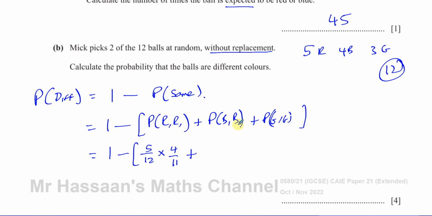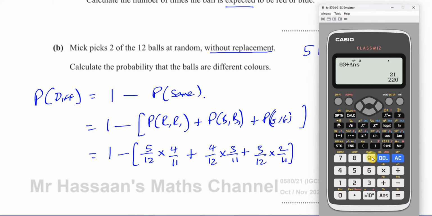Plus, for blue and blue, you got 4 blues out of 12 times. Now there's 3 blues left out of 11. Plus, for the greens, similar kind of thing, 3 greens out of 12 times 2 greens out of 11. That will give us our answer.